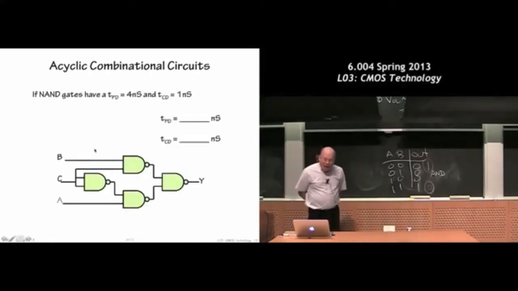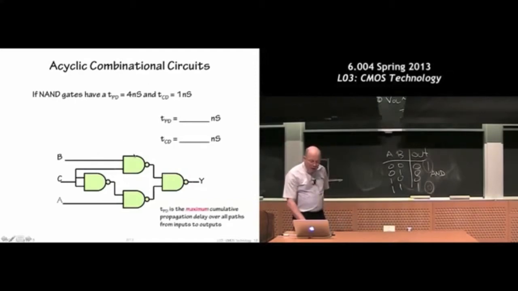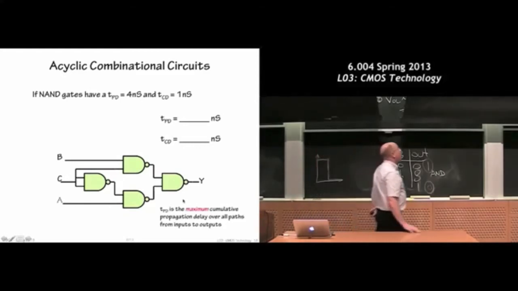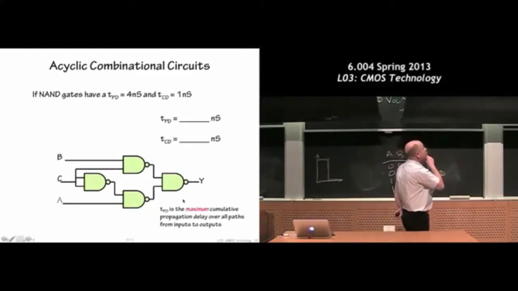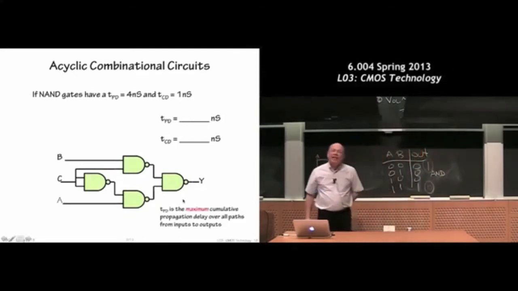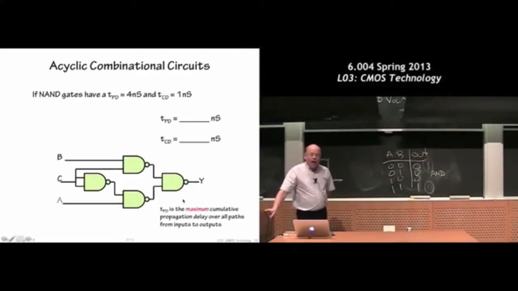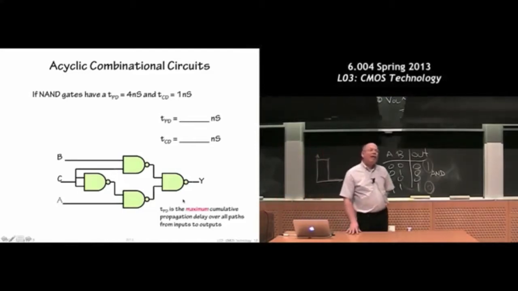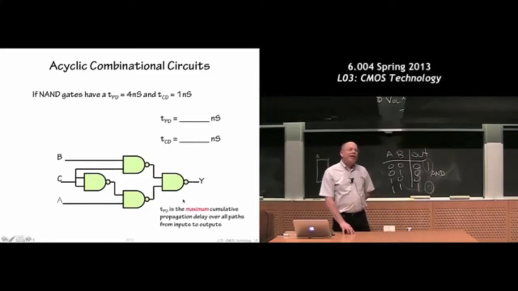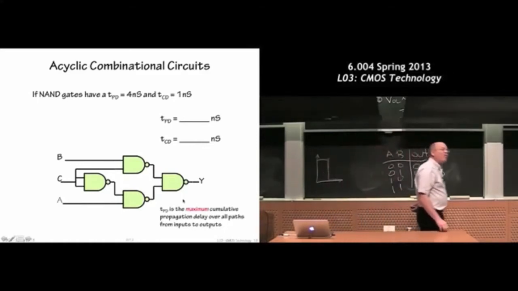Now if I give you the numbers, for instance, 4 and 1 nanoseconds here, you can use a whole circuit of gates, and you can say, look, I can use the TPDs and the TCDs to figure out the TPD of that acyclic combinational circuit, that collection of gates. Alrighty, so TPD is the longest path from an input to the output, looking at the TPDs of each device. What is the longest path here? If I change one of A, B, or C, what's the longest time I have to wait before Y?